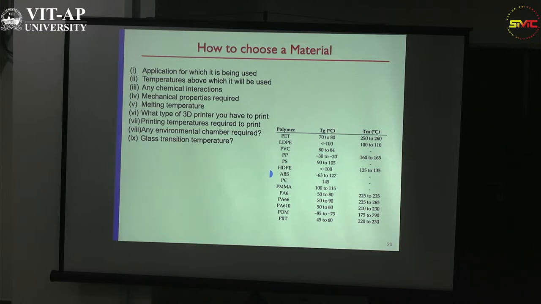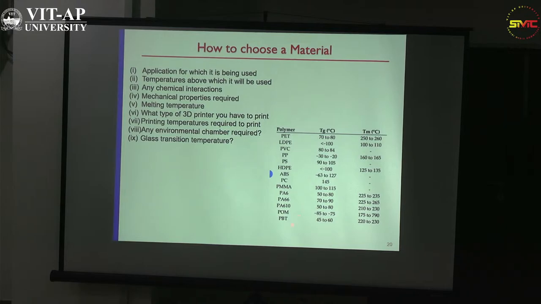Then finally, what is the glass transition temperature of the material? If you observe carefully, for all the different commercial materials, the glass transition temperatures and melting temperatures were given. Here you can see some of the materials, polypropylene, minus 30 to minus 20. What does it mean? If you purchase polypropylene, by default it is at room temperature. Its glass transition temperature is about minus 30 to minus 20 degrees, which means at room temperature itself it is in a rubbery stage. So you can't use it much.